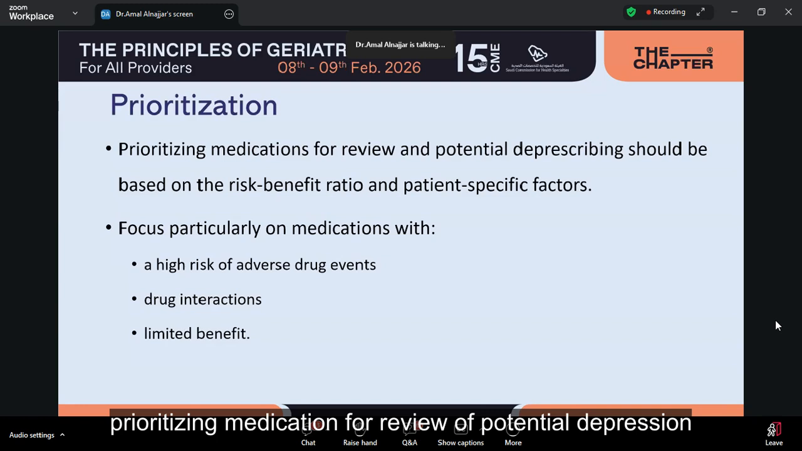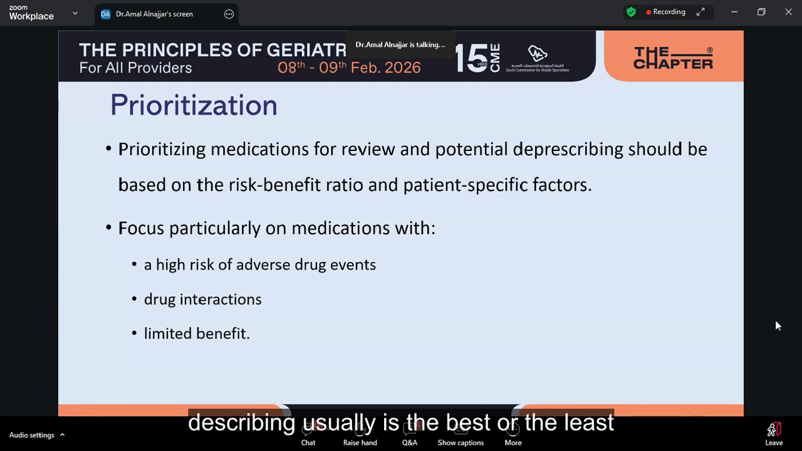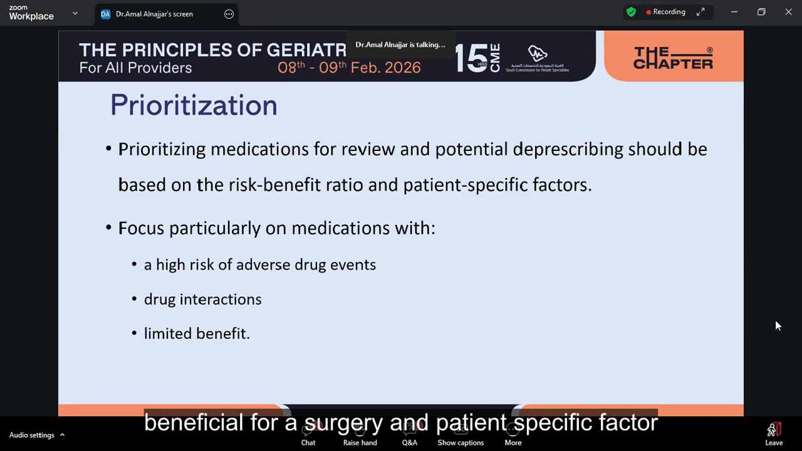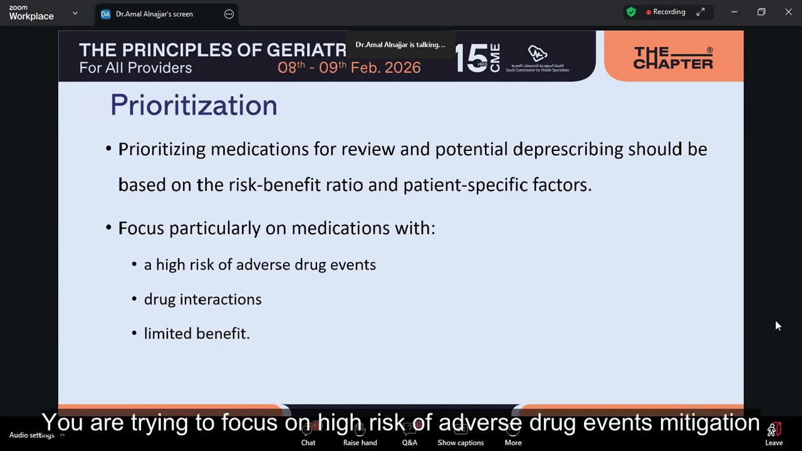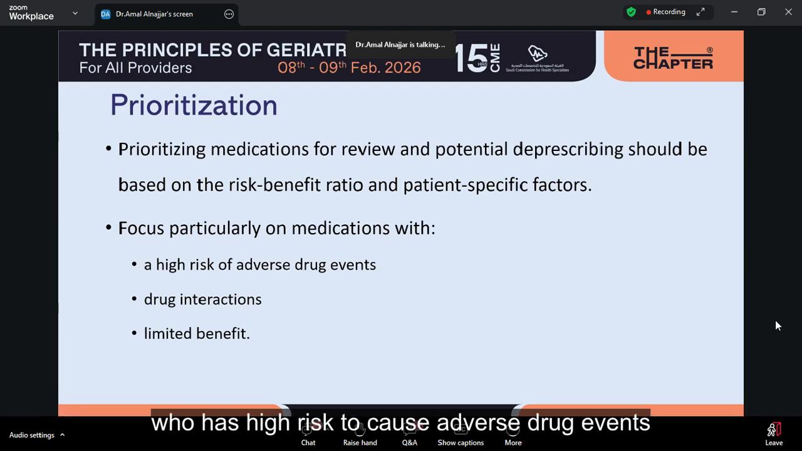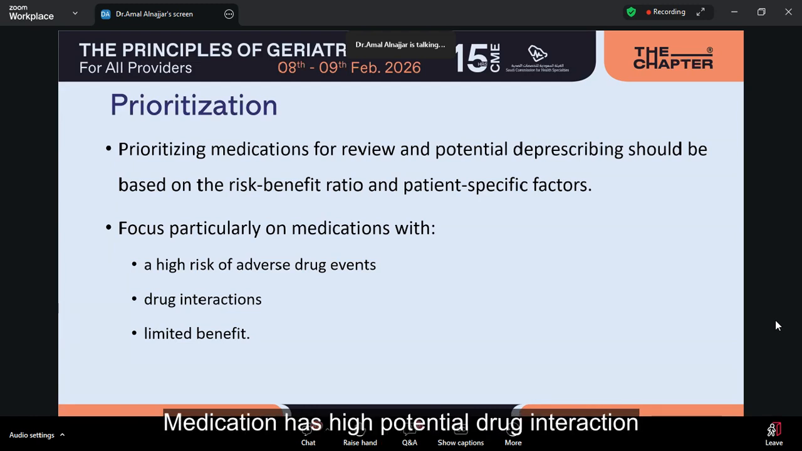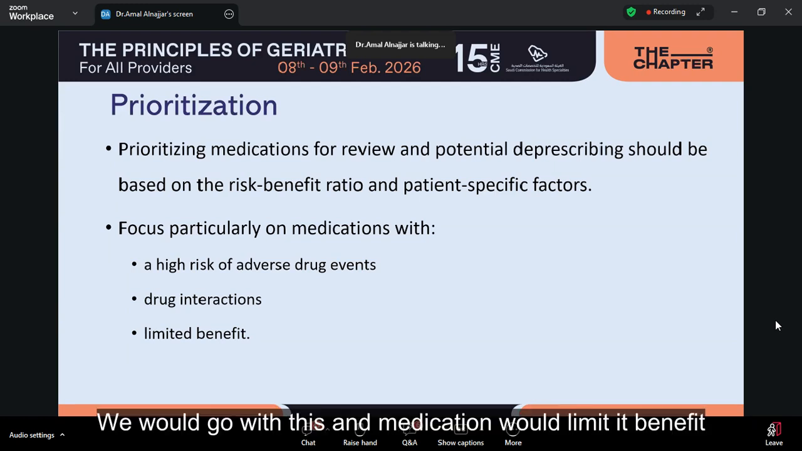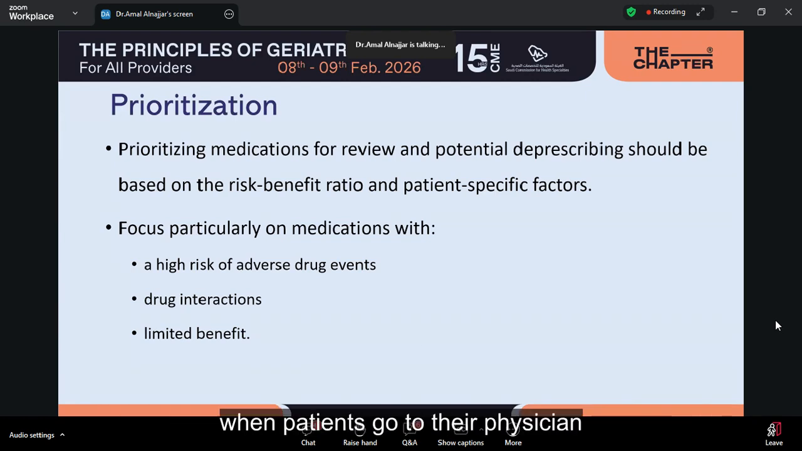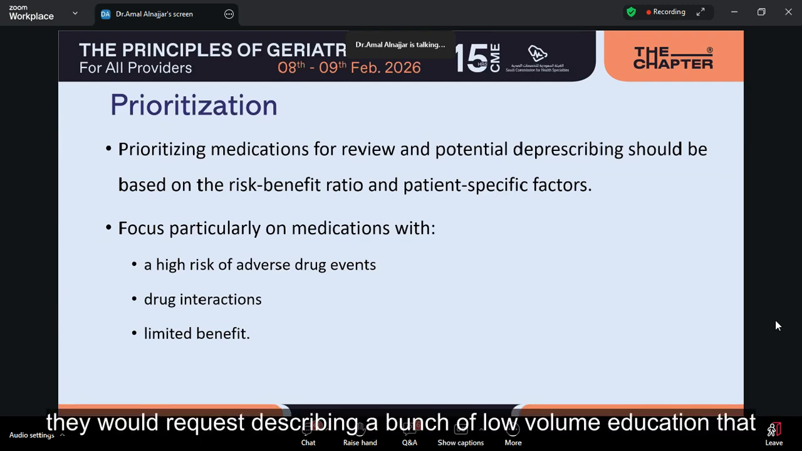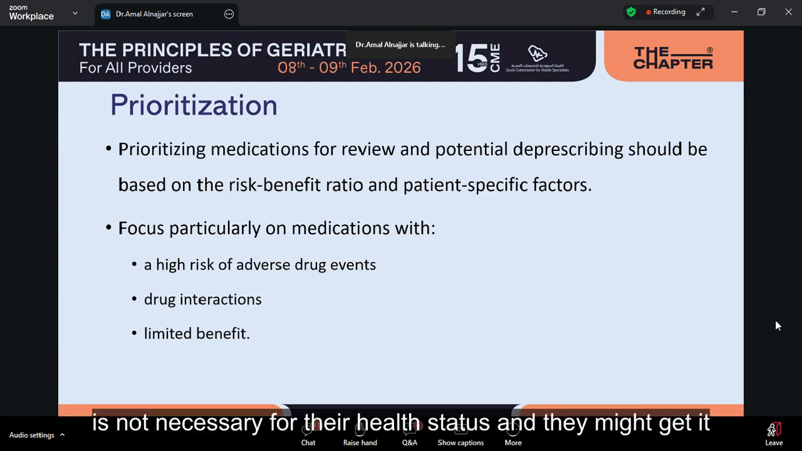Prioritizing medication for review and potential deprescribing is usually based on the risk-benefit ratio and patient-specific factors. Usually, we focus on high risk of adverse drug events. Medication that has a high risk of causing adverse drug events, we might consider deprescribing. For medication with high potential drug interaction, we can find a safer alternative. And medication with limited benefit: usually patients go to the physician and request a bunch of low-value medication that is not necessary for their health status, and they might get it.